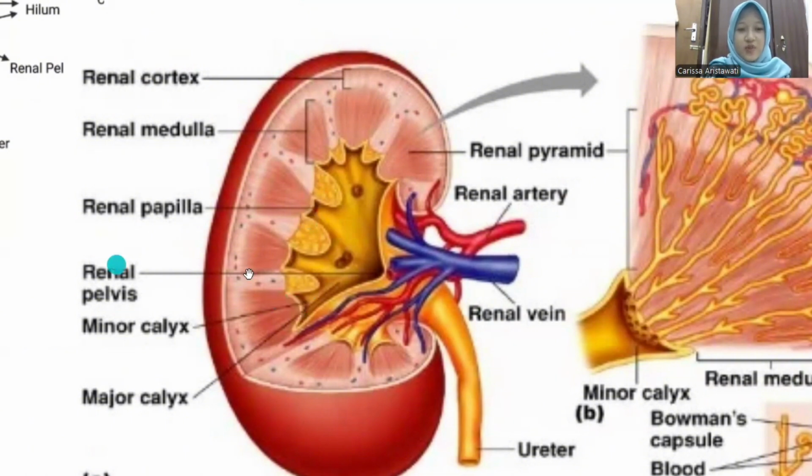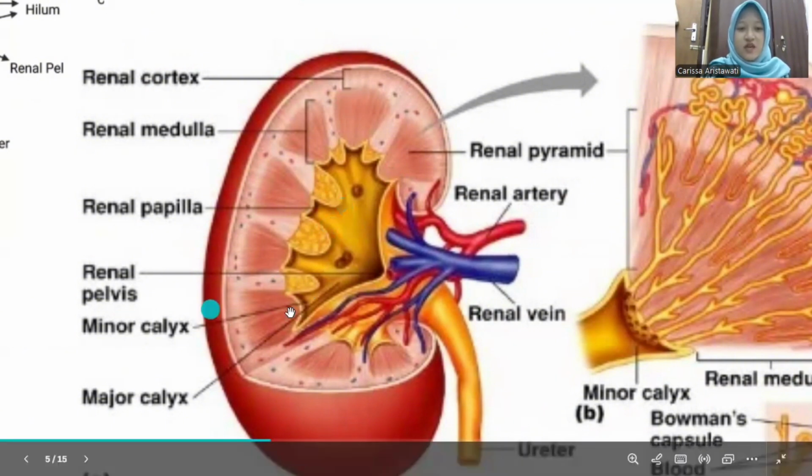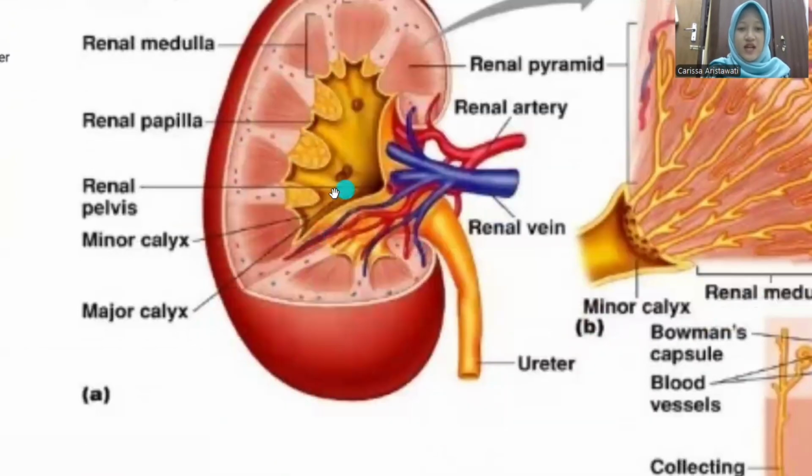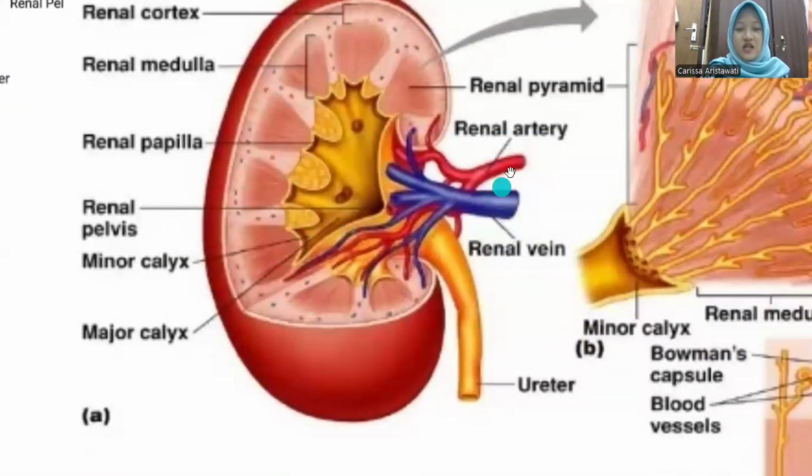And the renal pelvis, this one is a tube or a way after the urine is produced and being transferred from the kidney to the ureter. This is the minor calyx, and this one is the major calyx. This red one is called the renal artery, and this blue one is called the renal vein.